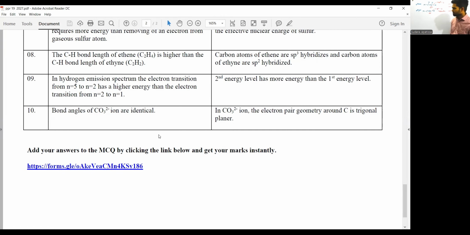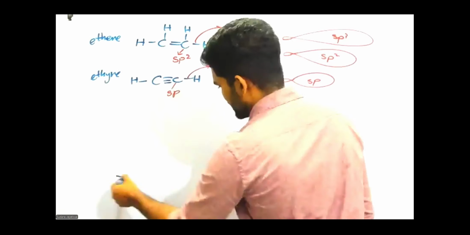Now go to question number 9. It is a hydrogen emission spectrum question. Okay, so I try to cover basically the whole thing. I'll do the same thing in your next week class too. Hydrogen emission spectrum. The electron transition from 5 to 2 is higher energy than the electron transition from 2 to 1. Okay, so 5 to 2 and 2 to 1. So let's draw 5 energy levels.